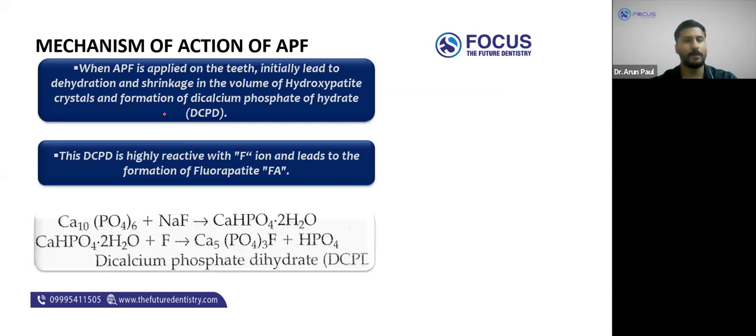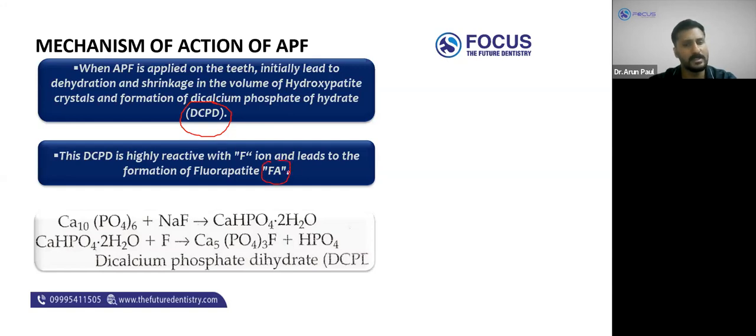A very interesting compound is formed when APF acts upon the tooth surfaces. When APF is applied, due to its very high acidic environment, it initially causes shrinkage and dehydration of the tooth surface. This results in the formation of a compound called DCPD, that is dicalcium phosphate dihydrate. This compound is highly reactive, and it results in the formation of fluorapatite.